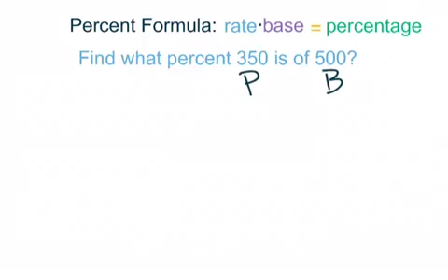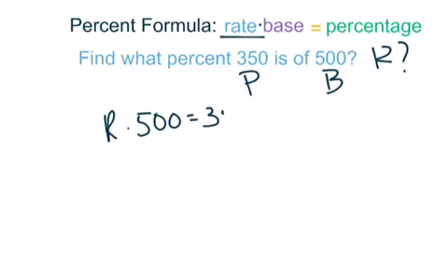Okay, so we're going to set it up. We're looking for the rate here. So we're going to have R times 500 equals 350. Remember, your percentage is your part. So what is 350 out of 500 is basically the problem. We're going to divide each side by 500 and cancel that out.